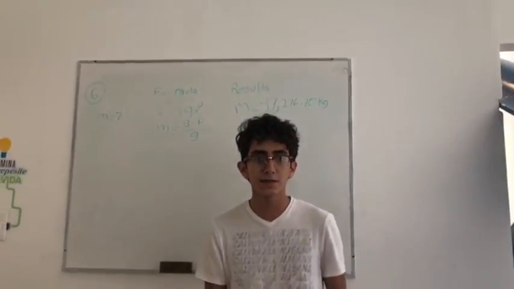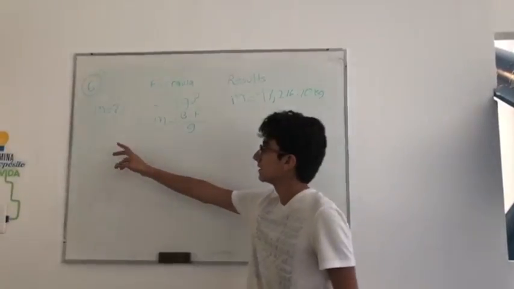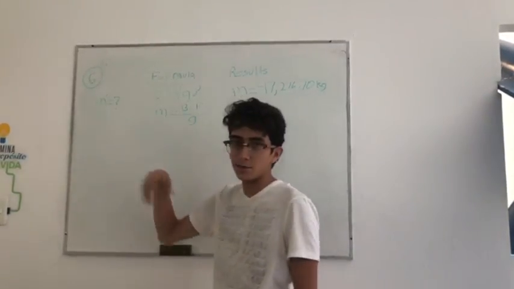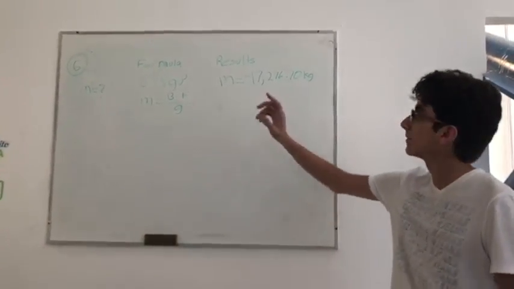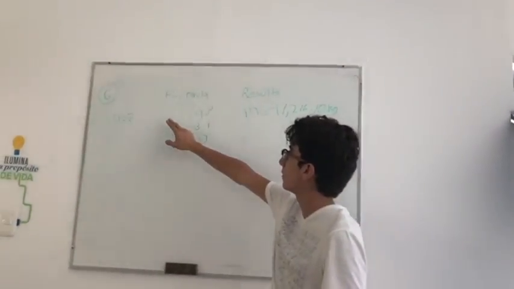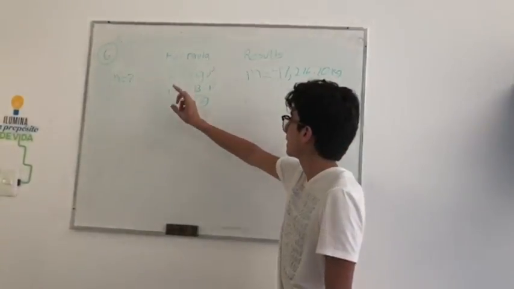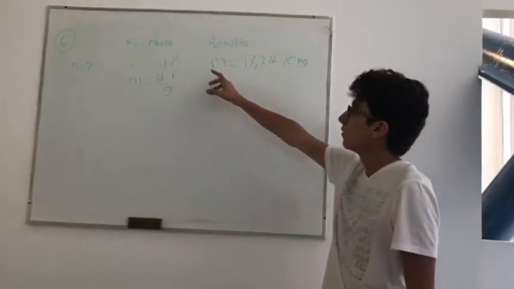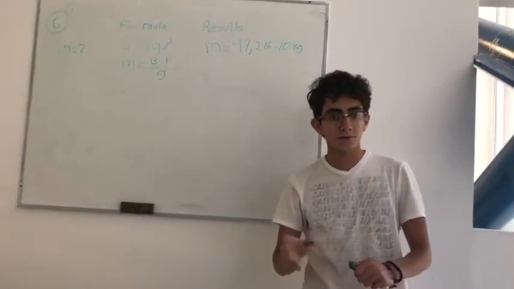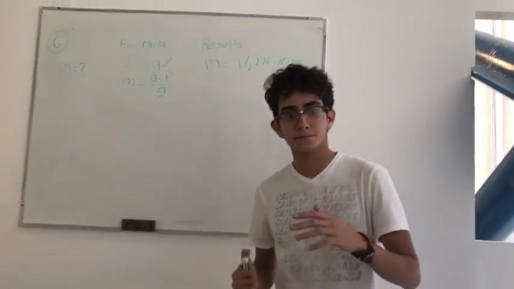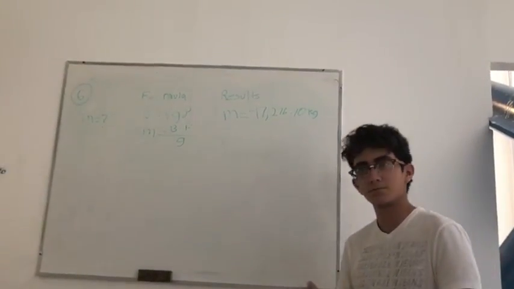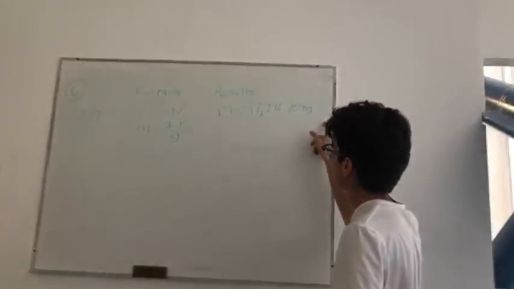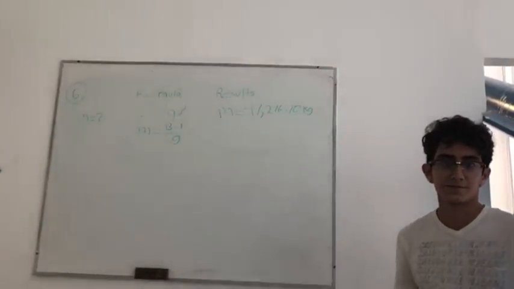Well, now I'm going to explain problem number 6. In problem number 6, we need to find the mass that a balloon can take up. So we need to use the buoyant force formula and this formula to take out the mass. Then it's almost the same as the fifth problem, so it's not so difficult. And here is the result of the mass in kilograms.